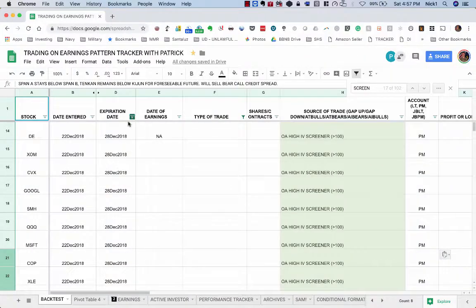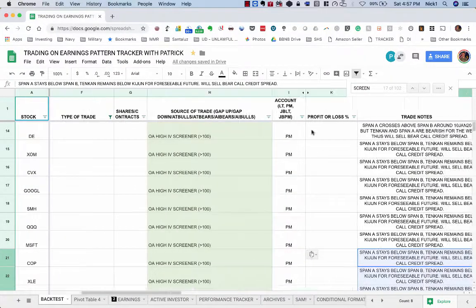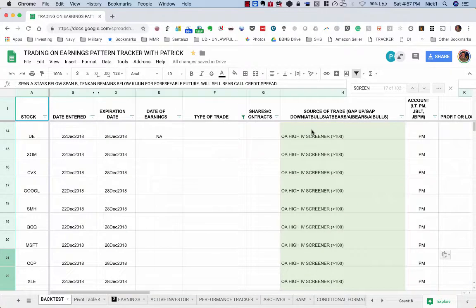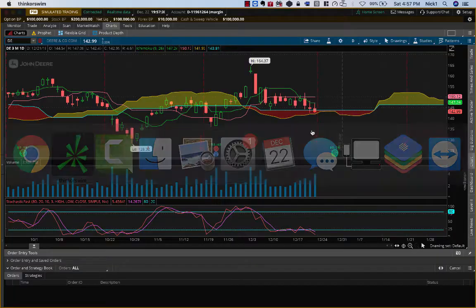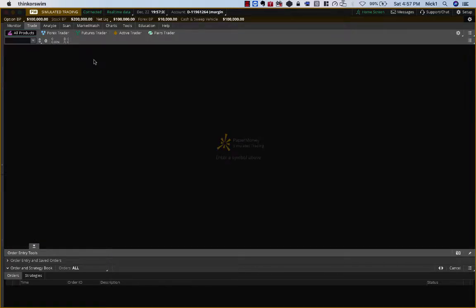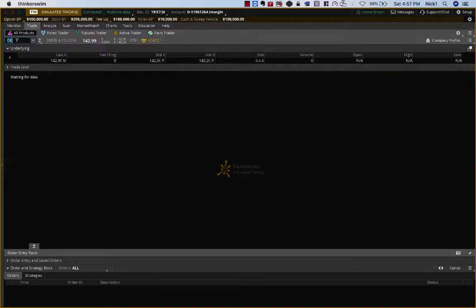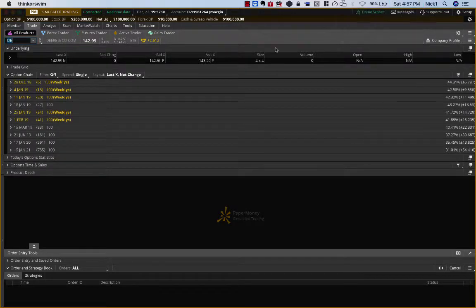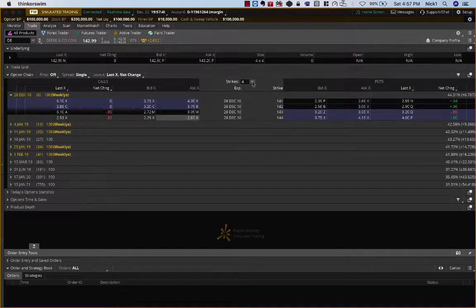So here we have strategies, and looking at the trade grid. Since today is December 22nd, I want it to expire at the end of the week. This is a shortened trading week because of Christmas this week. So what we're going to do is look for something that's slightly out of the money, and we're just going to sell naked calls.